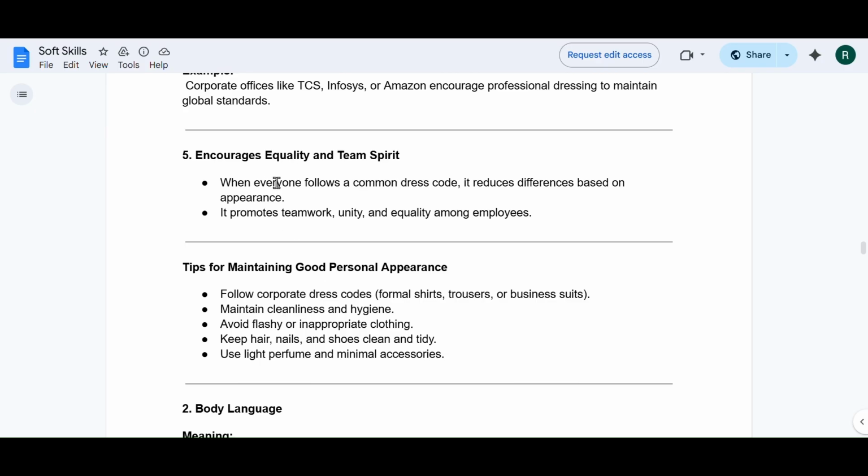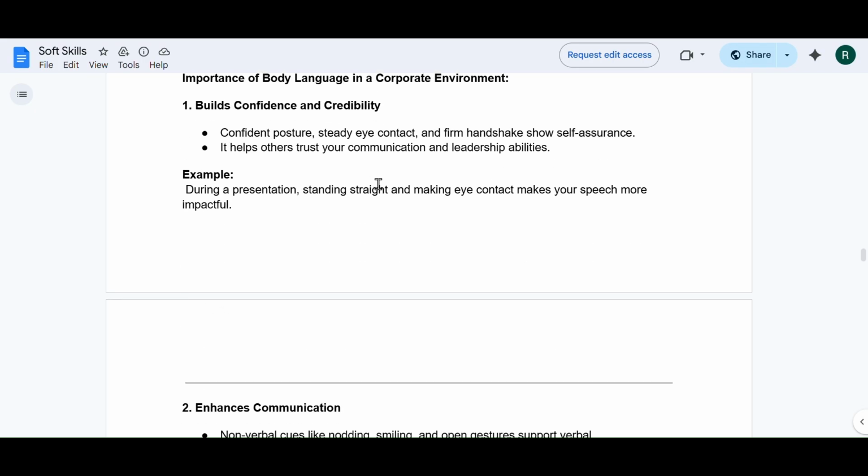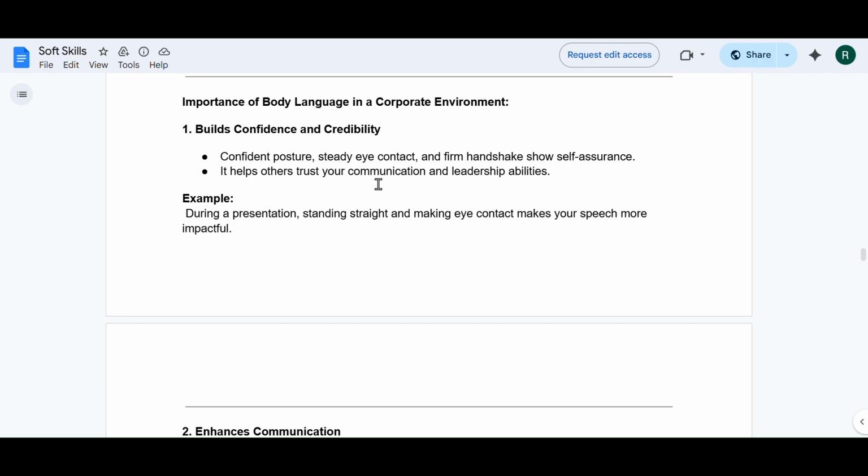So next, it encourages equality and team spirit. If everybody is dressed in the same dress code, then it encourages team equality, right? So that's the point here. So next, what is the importance of body language in corporate life? This is also the same. It builds confidence and credibility. Means maintaining eye contact, making perfect gestures. All these things would increase our confidence, right?